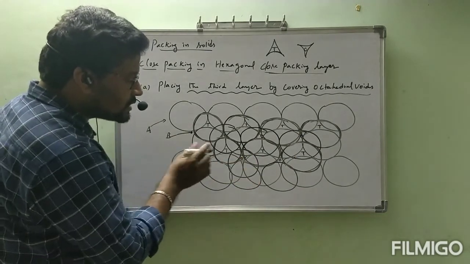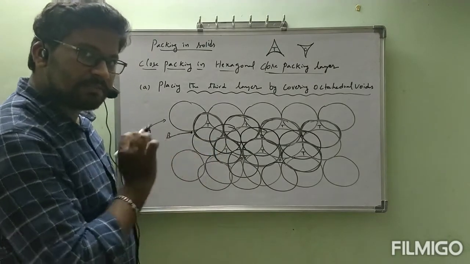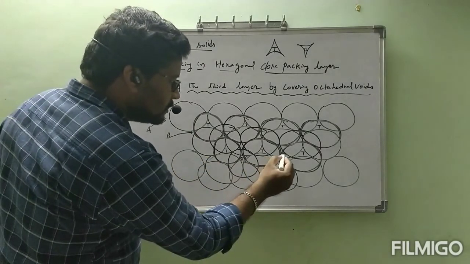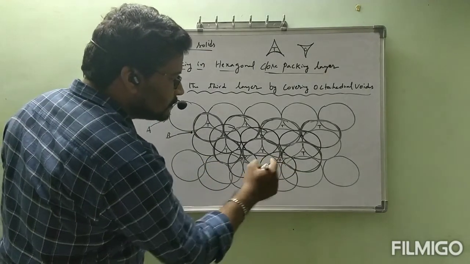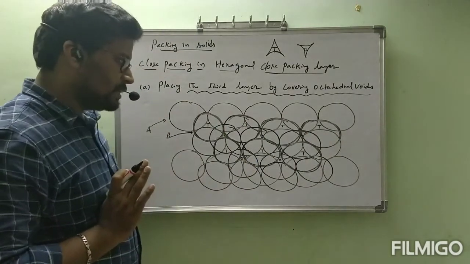If you see, third layer also hexagonal layer only. Third layer also hexagonal close packing layer only. Okay na? Next, this octahedral void. Same way, it will be continued. Like that, third layer is kept.